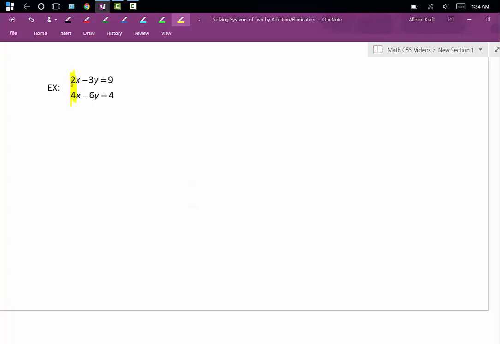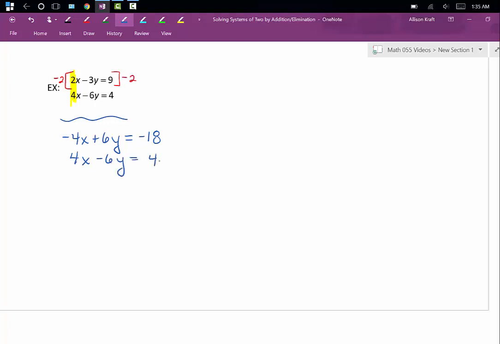Say I want to knock out the x's. I need those numbers to be opposites of each other. Notice if I multiply 2 by negative 2, I would get negative 4. Negative 4 is opposite to positive 4. So that's the move we want to make. We want to multiply each term in that first equation by negative 2. That's going to give us the equation negative 4x plus 6y equals negative 18. Our second equation stays the same.